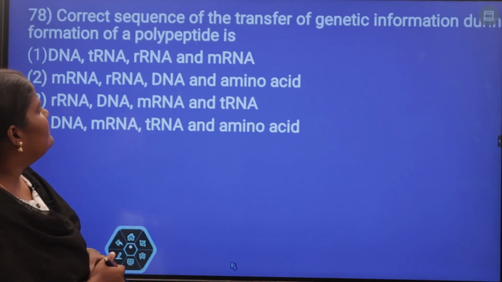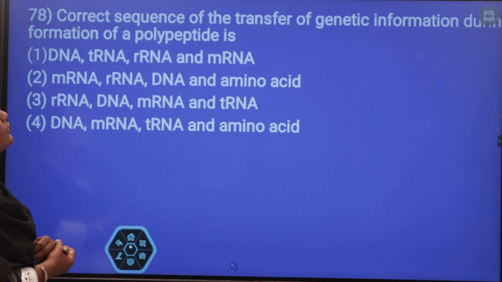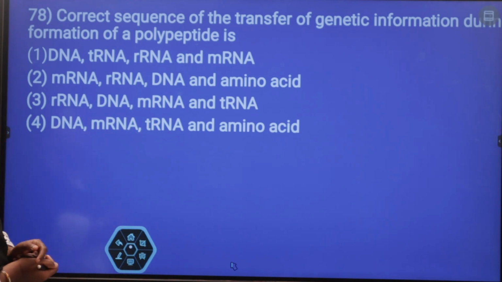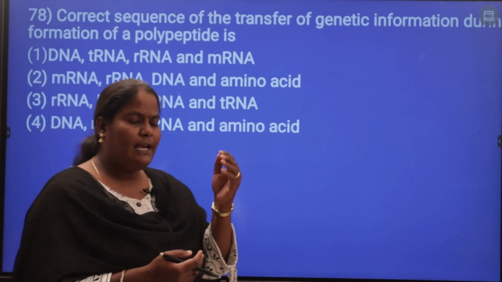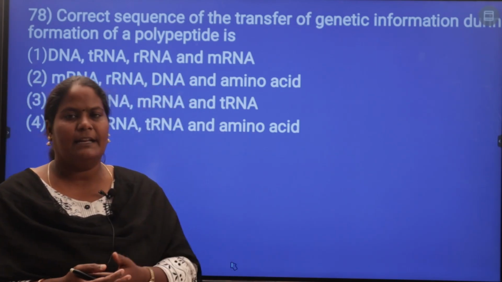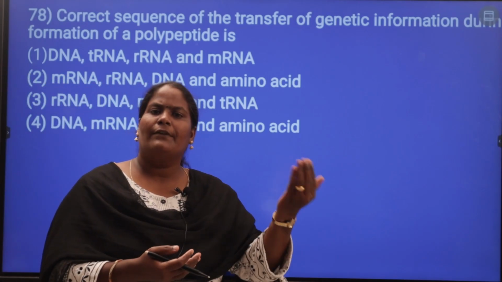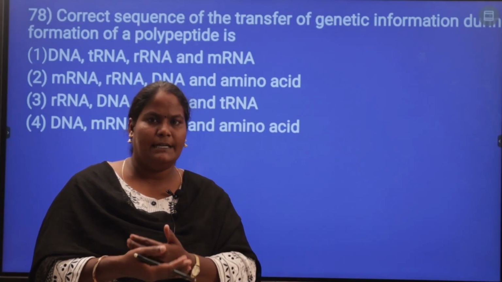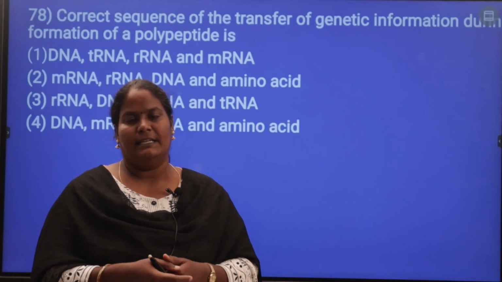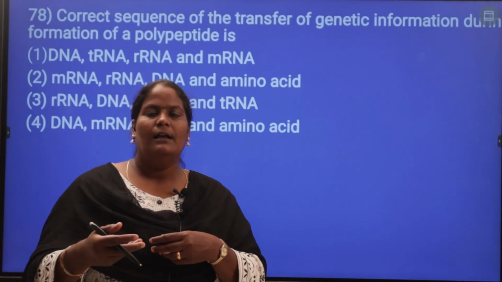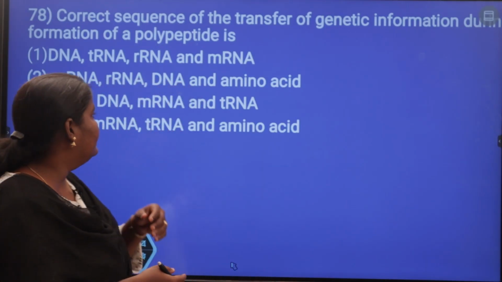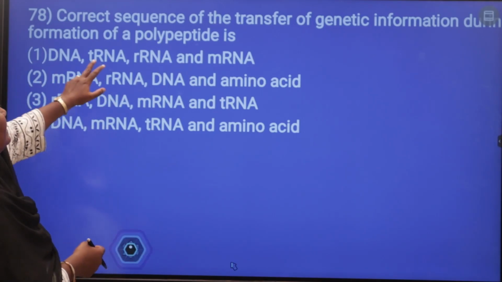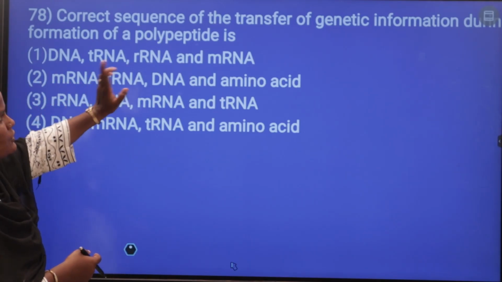Next, 78. Write the correct genetic sequence for the given genetic information during the formation of a polypeptide chain. Actually, they are asking us to categorize transcription and translation. From DNA, mRNA was there. mRNA is read by rRNA and tRNA, and finally the amino acids. This was the basic sequence, the central dogma concept. But here, some of the options are confusing. Next to DNA, there is no tRNA. Actually, it is supposed to be mRNA.